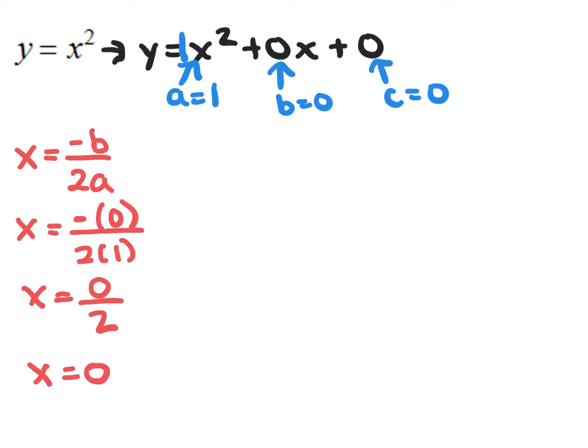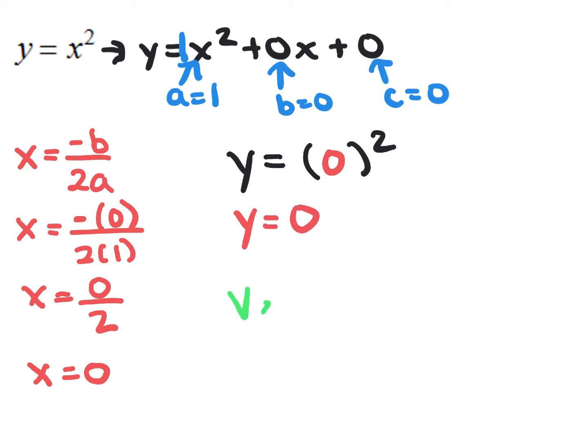Now the original equation was y equals x squared. It's going to be y equals that value of x squared. So if I plug that 0 in, 0 squared gives me 0. This means that the vertex is at 0, 0.